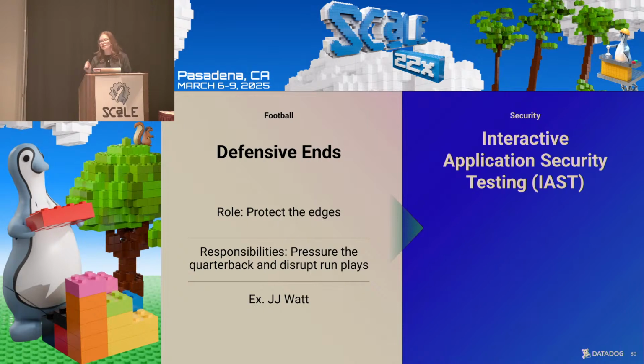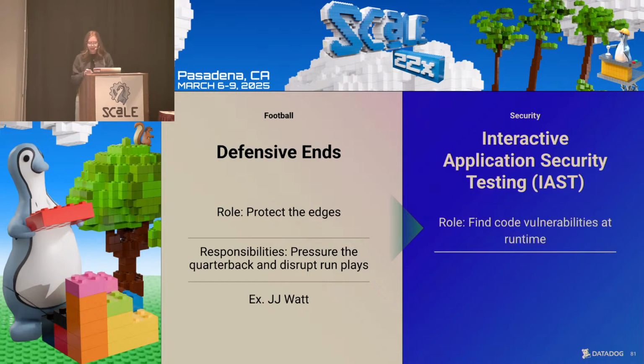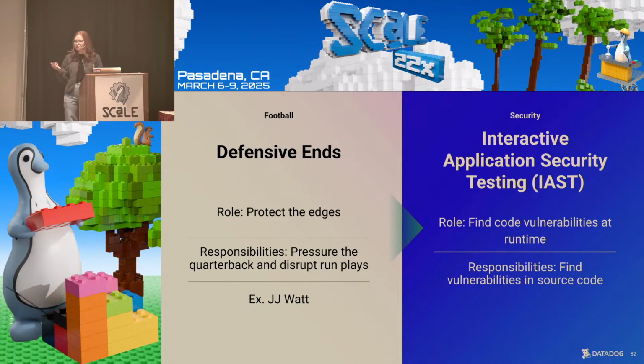We've got interactive application security testing, or IAST scans. And now these are very similar to SAST as they're trying to find code vulnerabilities. What differs here is we're trying to find them at runtime with IAST scans. So we're able to use the context of the running application to do the same thing that SAST scans are trying to do, find vulnerabilities in the source code. So runtime versus static.